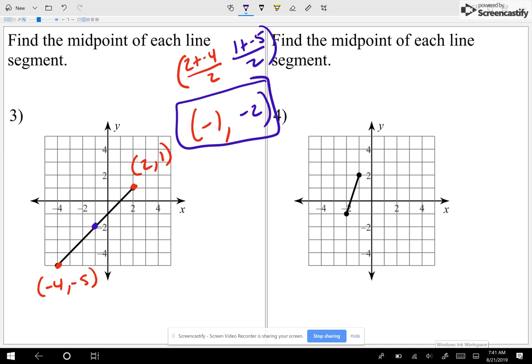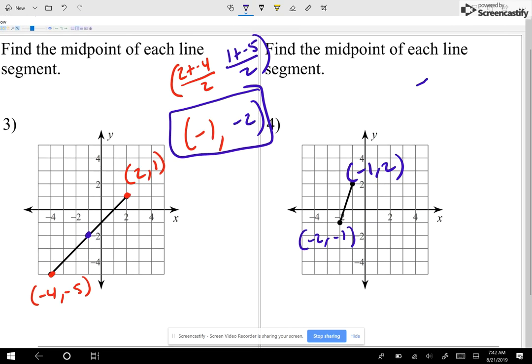The coordinates of my points are -1, 2. The coordinates of the other point is -2, -1. So to find the x value, I'm going to add the x values. So -1 plus -2 divided by 2, which gives me -1.5.